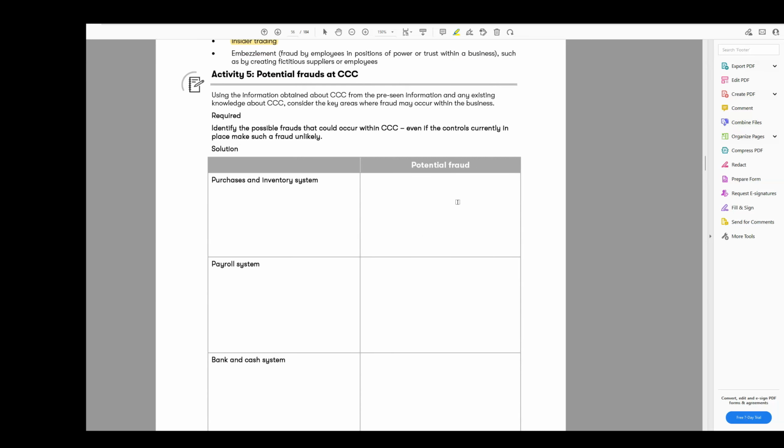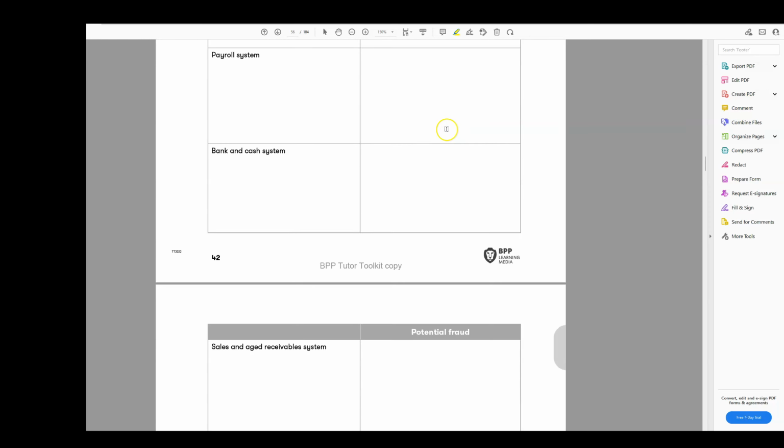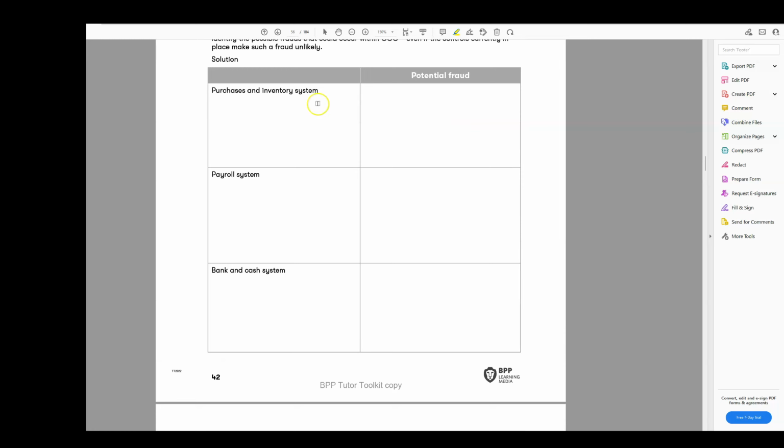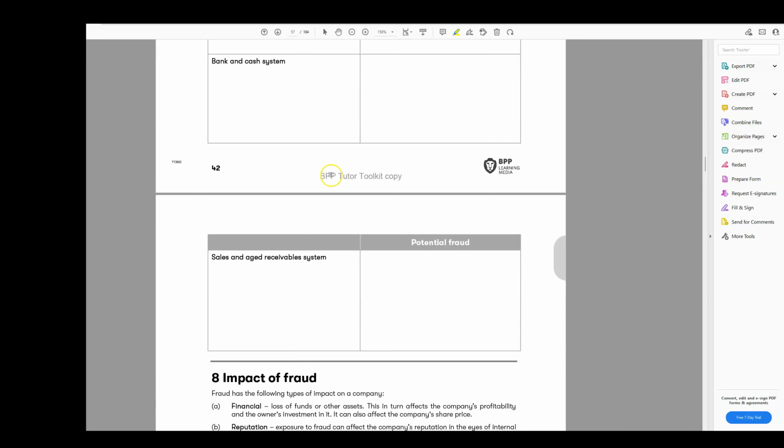So we have one example here, activity 5. So let's have a look. What they're asking here is to identify the possible fraud that could occur within the CCC, even if the controls currently in place make such a fraud unlikely. Using the information obtained about the CCC from the pre-seen information and any existing knowledge about the CCC, consider the key areas where fraud may occur within the business. All right, so we have a few things. We have the purchase and inventory system, then we have a payroll system, a bank and cash system, and a sales and receivable system.